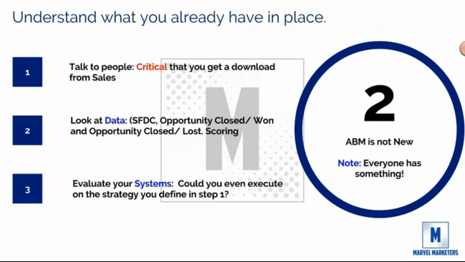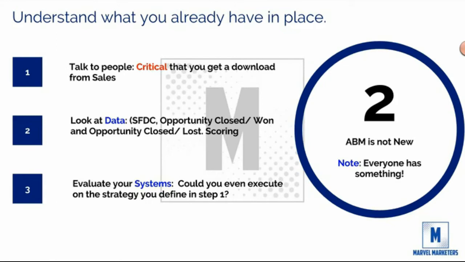Step 2, understand what you already have in place. This is very, very important. ABM is not new, and there's nobody I've talked to that doesn't have something. The very first thing you should do is get a download from sales. If you do not include sales in the crafting of your ABM strategy, you will fail. So there's data there, anecdotally or otherwise, sitting there. So it's very important to have that conversation. It could be a meeting, it could be a phone call, it could be a couple of meetings, which I find to be pretty effective.